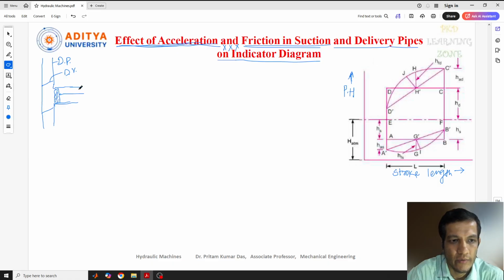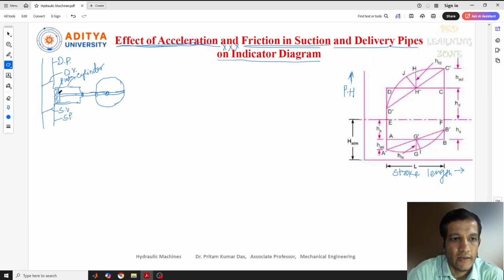The piston is connected with the help of the piston rod to the connecting rod, and the connecting rod is connected to the crank. This is our suction valve, and this is our suction pipe, and this is the cylinder, and this is our piston. Now you can see the piston rod, connecting rod, and then the crank. The crank is started with the help of a motor and starts rotating, creating a circle like this. So this is the movement of the crank.